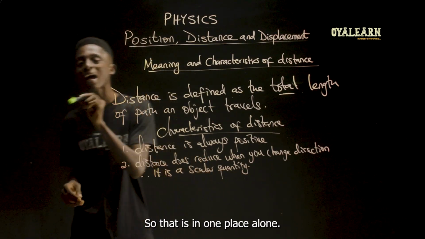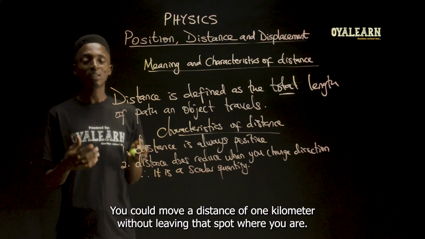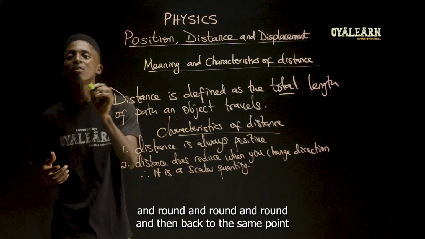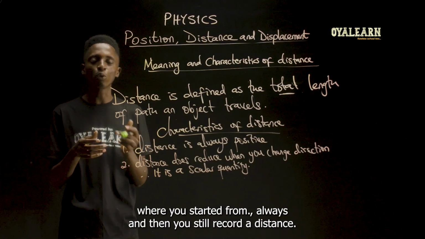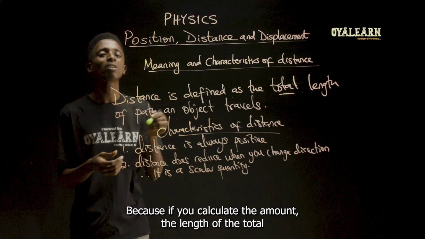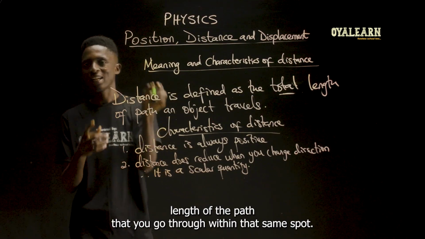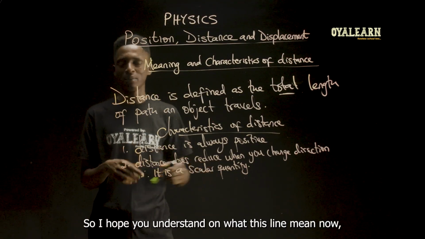So that is, in one place alone, you could move a distance of 1 kilometer without leaving that spot where you are. You just keep going round and round and round, and then back to the same point where you started from always, and then you still record a distance because it will calculate the total length of the path that you go through within that same spot. So I hope you understand what this line means here now.